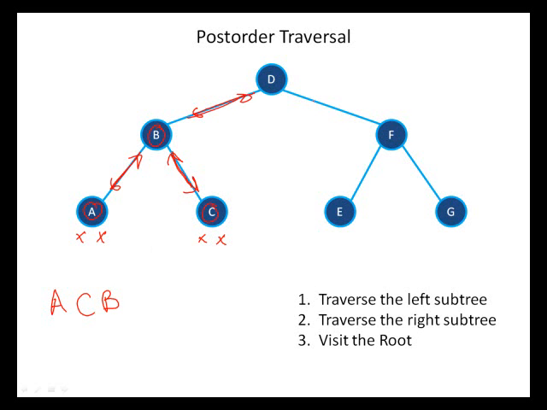Go back up again. We can't visit the root yet, we must traverse the right subtree still. Traverse the right, traverse the left, no right, could visit the root. Go back up, traverse the right, no left, no right. Again, this will complete once you've reached the original root.